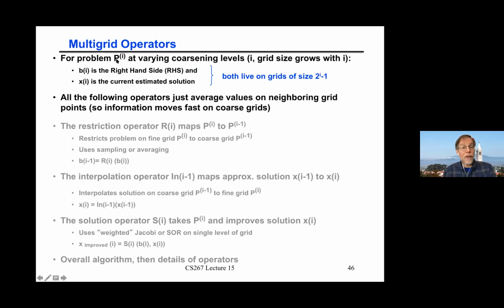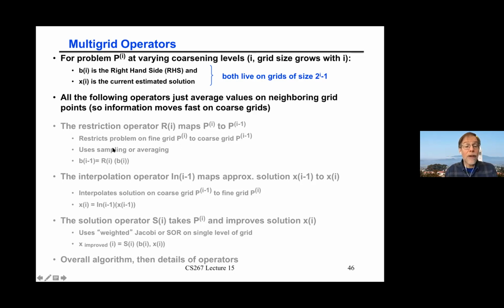So just to remind you, I'm trying to solve problem P superscript I, and P superscript M, that's the finest mesh, and I'm going to go down to the coarsest mesh. And so what I need to do is take a problem that's on a fine mesh, map it to a coarse one, take a solution on a coarse one, map it to a fine one, and then do some actual work, which is Jacobi-like, to actually improve the solution.